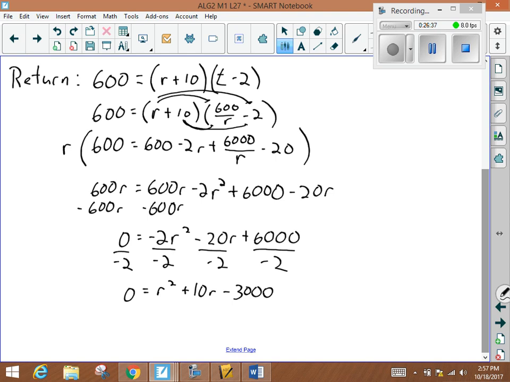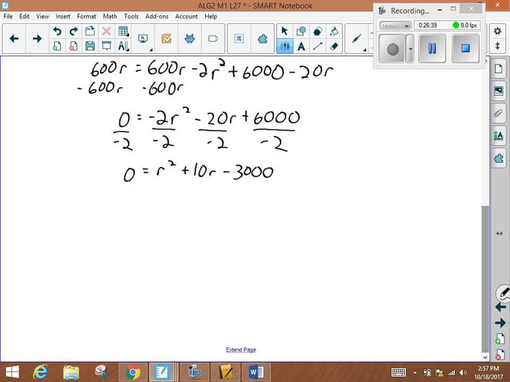Okay, now I have two options at this point, or three really. I could complete the square if I wanted to. Don't really want to do that. I could see if this thing is factorable, or I could use the quadratic formula. I have a feeling that this thing is indeed factorable. I think that there are two numbers that if I multiply them, I get negative 3,000, but if I add them, I get positive 10. Those numbers are actually going to be 60 and negative 50.